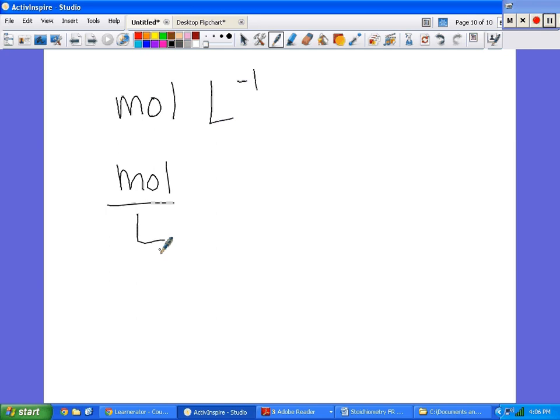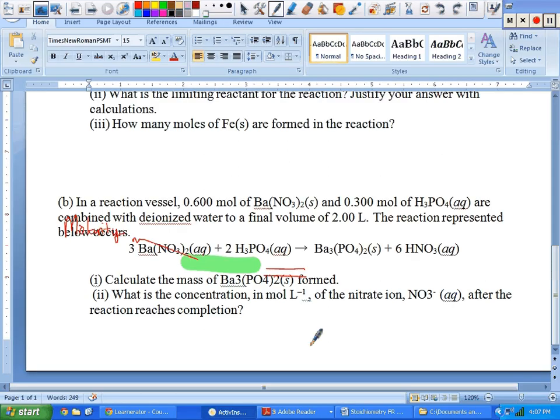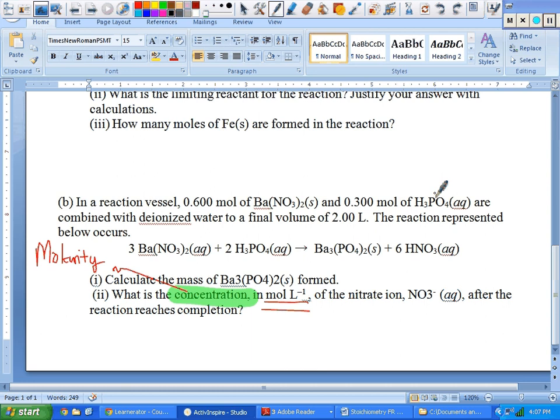You may even see this sometimes. What is it? That's latinum over mole. It's just, I'm telling you, it's just for them to type it. So if you see a -1, just put it on the bottom. Just put it on the bottom. Okay? All right. So they're asking it in moles per liter of the nitrate ion after the reaction reaches completion.